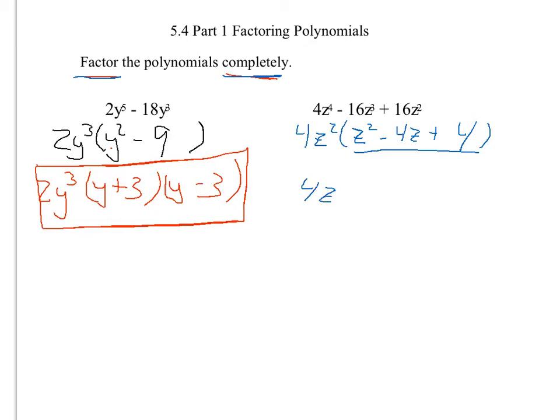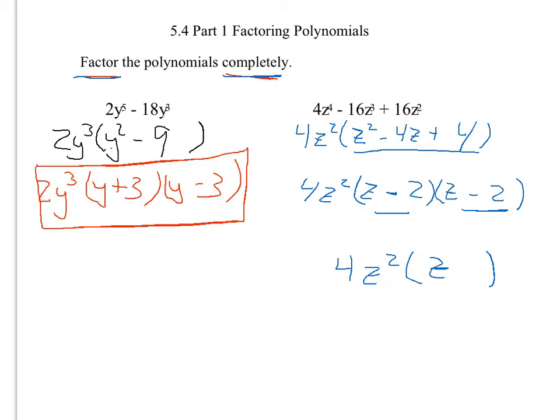So we have 4z squared times. Now we know minus plus, so our binomials will be minus minus. The z squared breaks up into z and z. And our factors of 4 are either 1 and 4 or 2 and 2, but having a 2 and a 2 will give us the right factoring. So now, since we have the exact same thing twice, we want to make sure that we get into the habit of writing it like this. So 4z squared times z minus 2 quantity squared, because there's 2 of them.